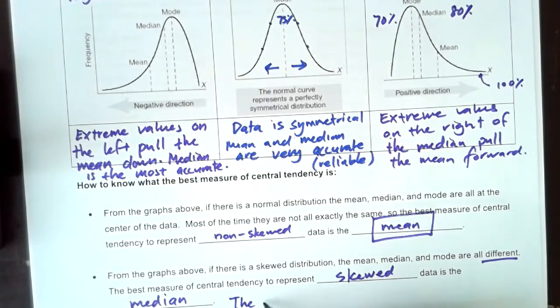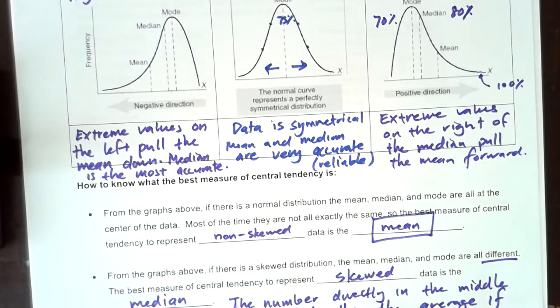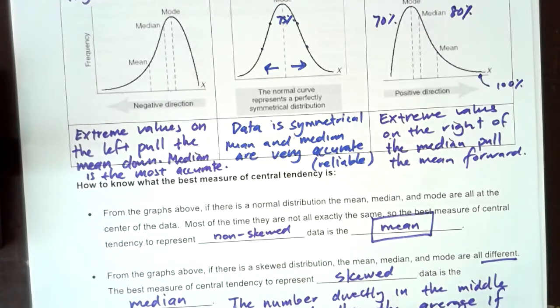I'll say that in plain English. The number directly in the middle is a better representation of the data, is more reliable than the average if extreme values are present, right? Extreme values are bad for data because all of a sudden it can ruin what your data looks like. I'll do another example of this, class.